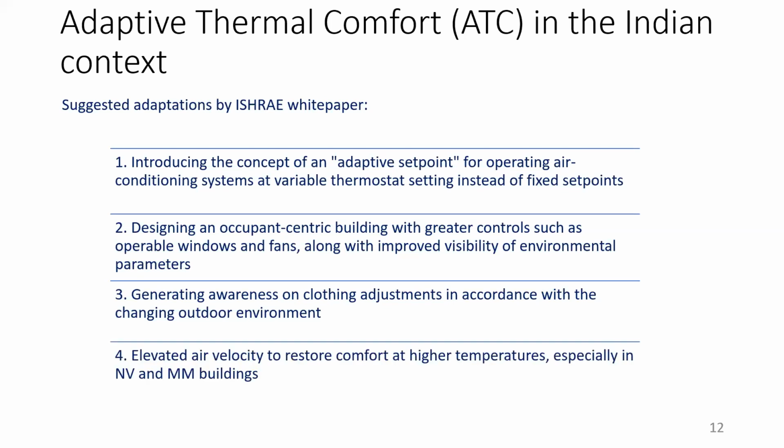And finally, there should be greater emphasis on elevated air velocity to restore thermal comfort, especially in naturally ventilated and mixed mode buildings. And for reference, ISHRAE IEQ's air velocity offset chart for Indian subjects can always be looked at.